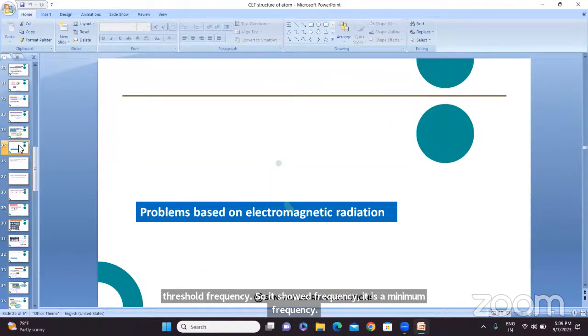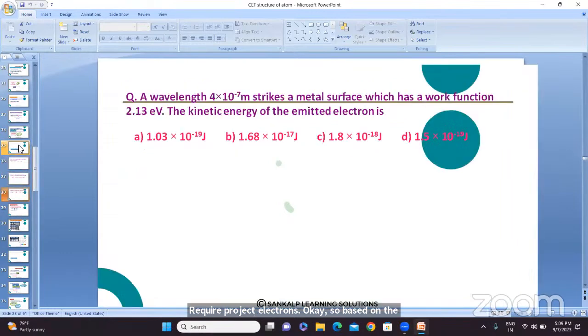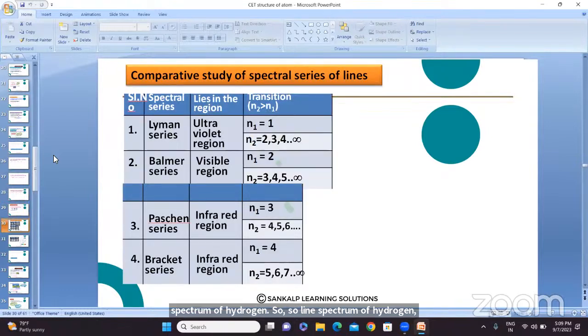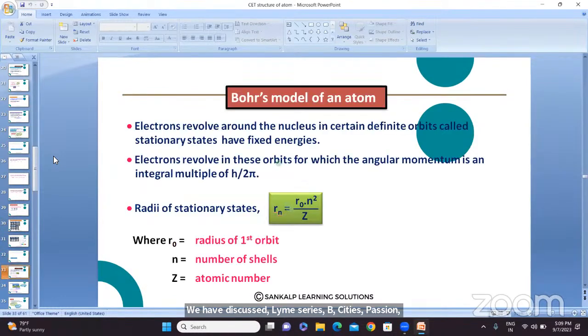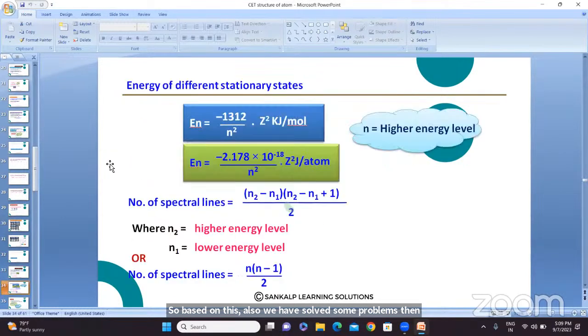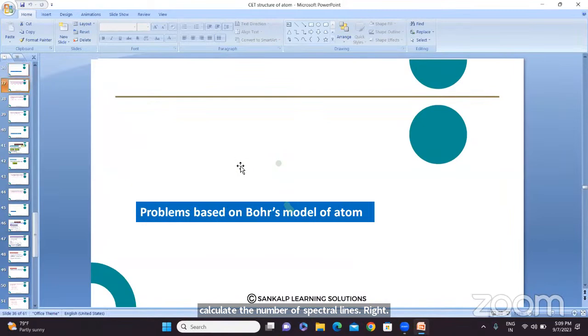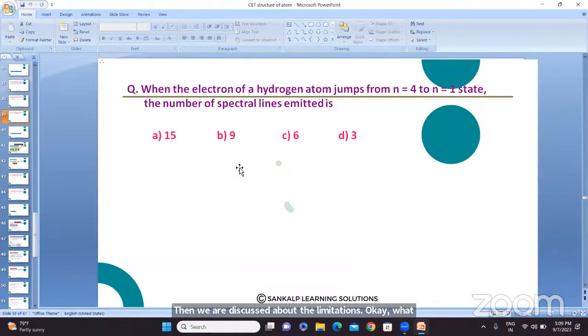Based on electromagnetic radiation, we also solved some questions in our last class. Then we started with the line spectrum of hydrogen: Lyman series, Balmer series, Paschen, Brackett, Pfund series, right? We solved some problems on this. Then the Bohr model of an atom: how to calculate the radius, energy of different stationary states, and the number of spectral lines. Then we discussed the limitations, the Zeeman effect and the Stark effect, and some numericals based on Bohr's model.